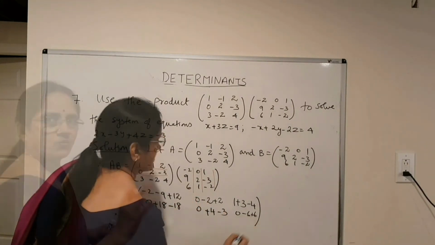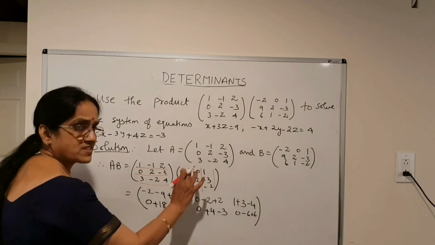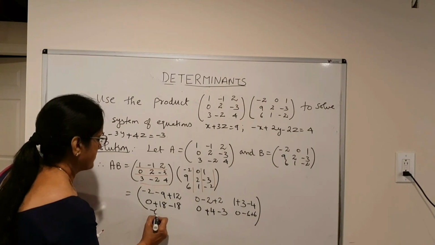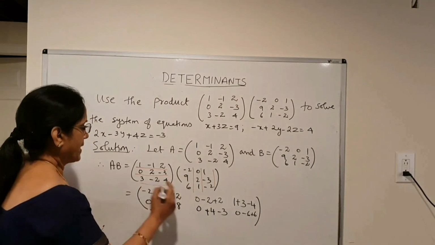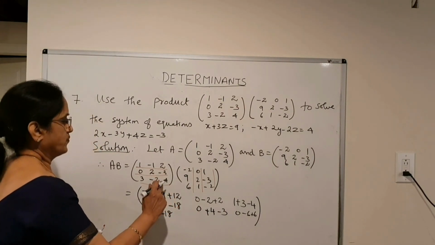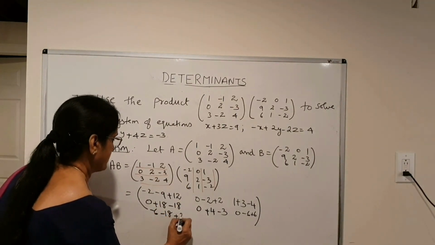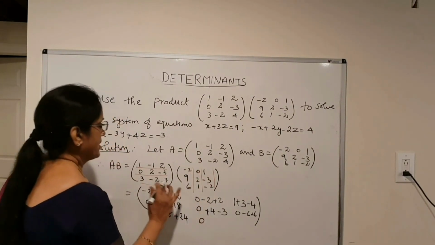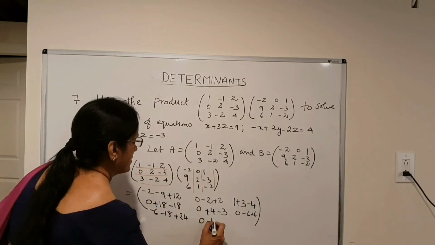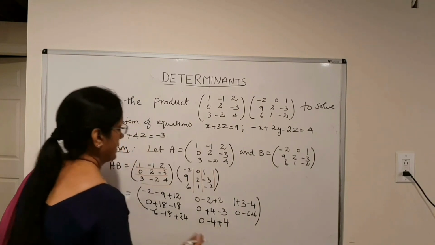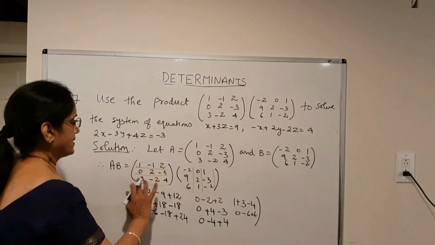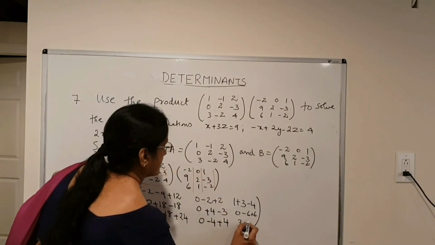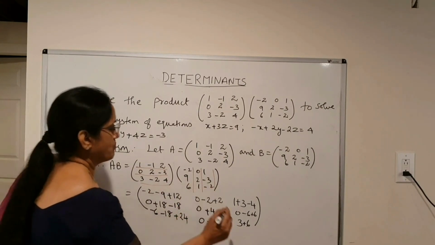Now consider third row and first column. You will have 3 into minus 2, minus 6, minus 2 into 9, minus 18, then 4 into 6, plus 24. Then third row, second column, 3 into 0, 0, minus 2 into 2, minus 4, plus 4 into 1, plus 4. Then third row, third column, 3 into 1, 3, minus 2 into minus 3, plus 6, 4 into minus 2, minus 8.